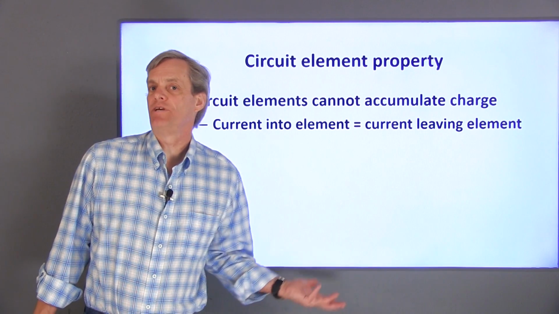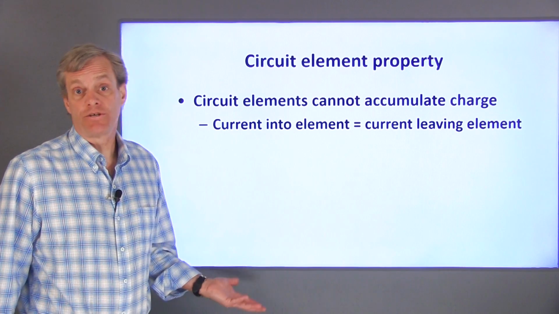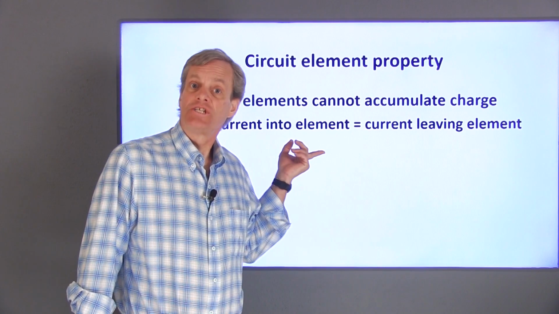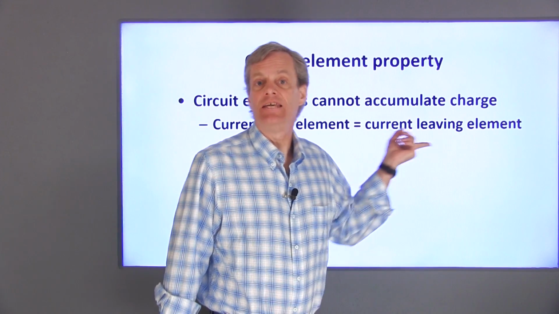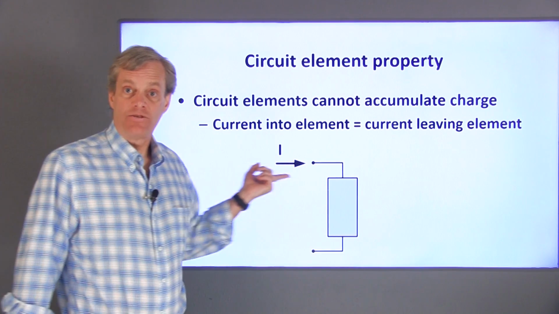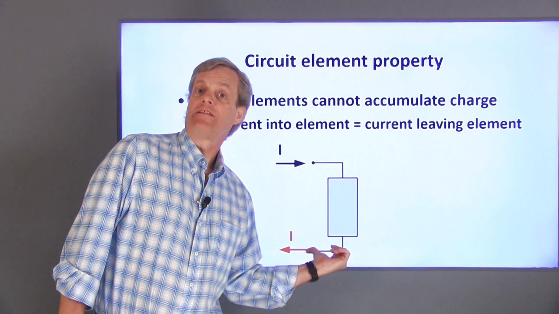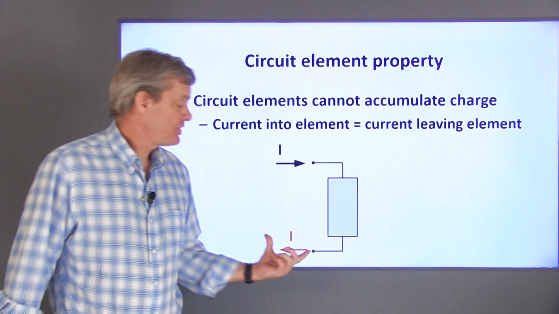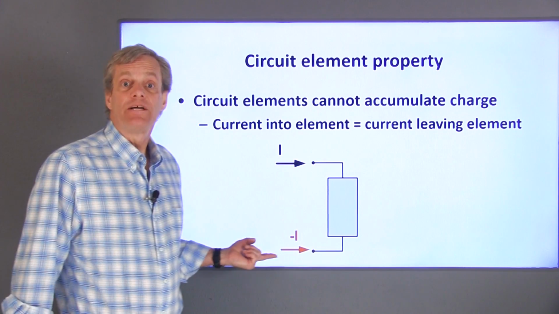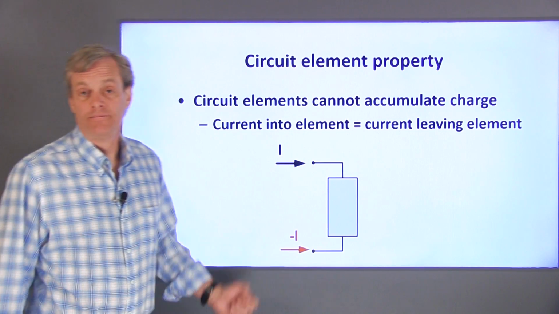There is one property of all of our circuit elements that will affect how we interpret currents. None of our circuit elements will be able to accumulate or store charge. That means that any charges entering an element must be balanced by an equal amount of charge leaving the element. So if I have a current I entering this terminal of an element, I need to have an equal current leaving the other terminal of the element. Since changing the arrow direction corresponds to a change of sign, I can also express this as a current with the opposite sign entering the other terminal of the element.